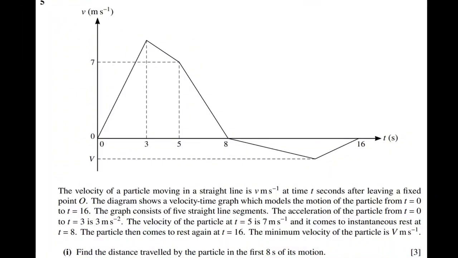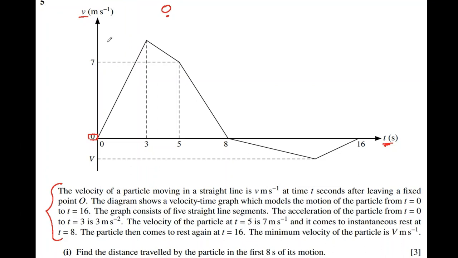Question number 5 is about a VT graph. Details of this are given here. You can pause the video and read them if you want to. Otherwise, I will just explain what is happening in the graph. At the starting point, when time is 0, the speed is 0. The velocity is 0, not in any direction. So if the body is starting from a point O, here it is stationary, and then it starts to move with a different velocity every time.